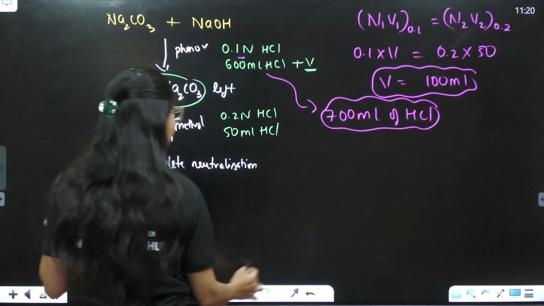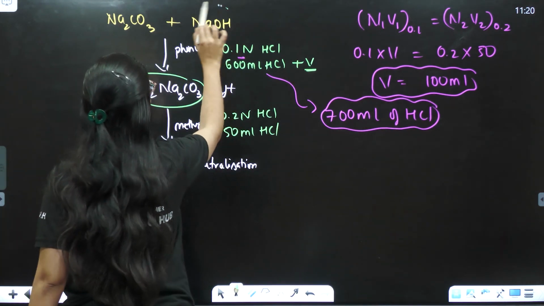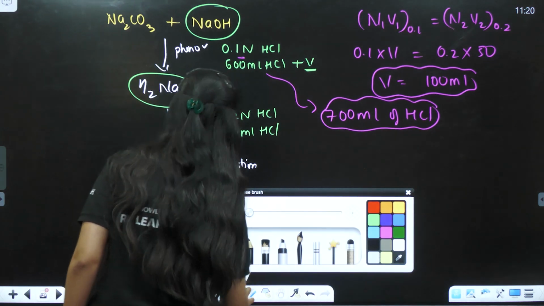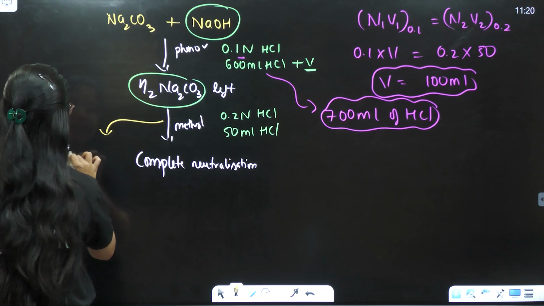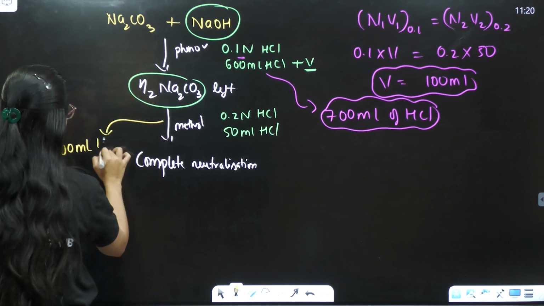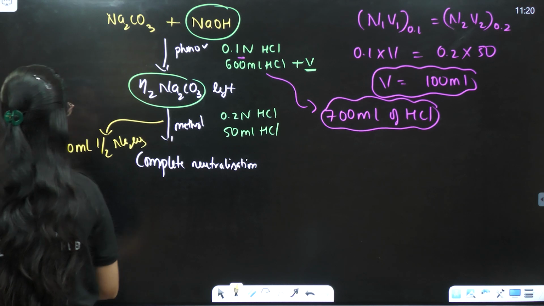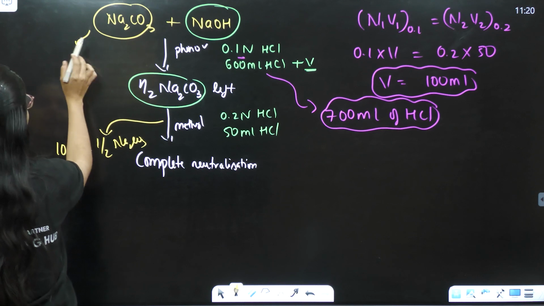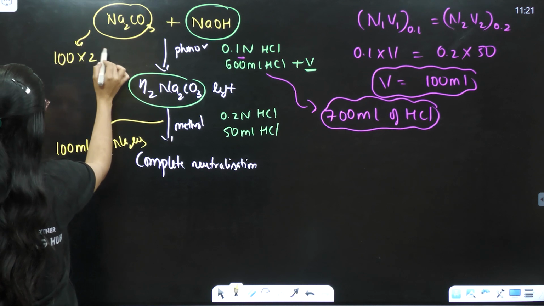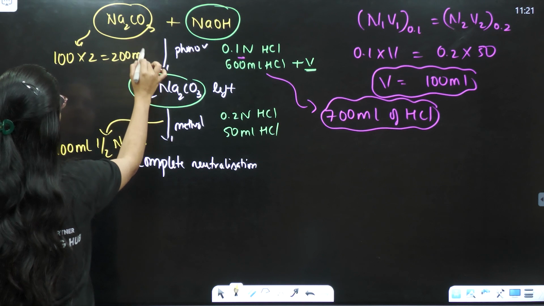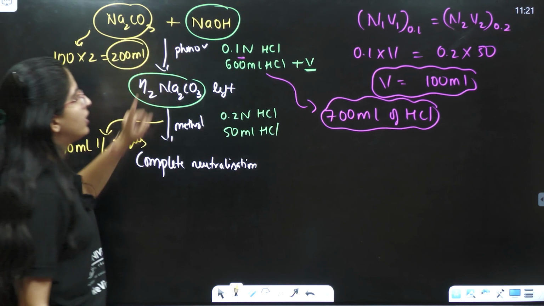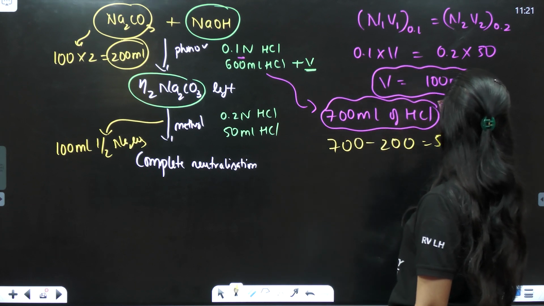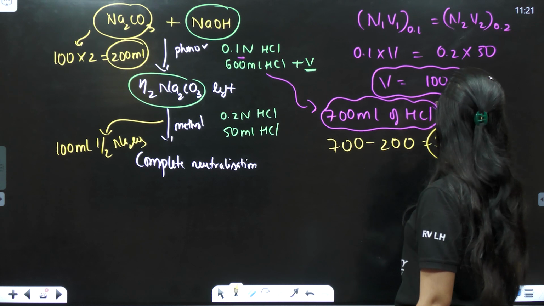Now, complete neutralization has happened with your 700 ml. Now tell me, how much HCl is required to neutralize the NaOH? Remember, we required 100 ml HCl for half Na2CO3. So for full Na2CO3, how much is required? Another 100 into 2, so 200 ml you will require for this one. So how much is left? 700 minus 200 will give you 500 ml, required for NaOH.